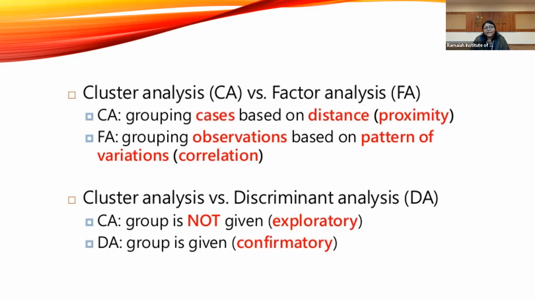And coming down to cluster analysis and discriminant analysis, in cluster analysis, the groups are not given. That means you don't know how many groups or how many clusters you'll be finding after the analysis. But in discriminant analysis, you already have to fix how many groups there are. So this is more like an exploratory analysis and this is more like a confirmatory analysis. Your discriminant analysis is more like confirmatory and your cluster analysis is more like exploratory.